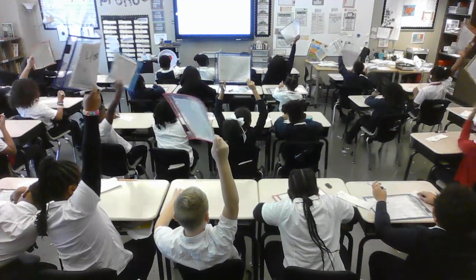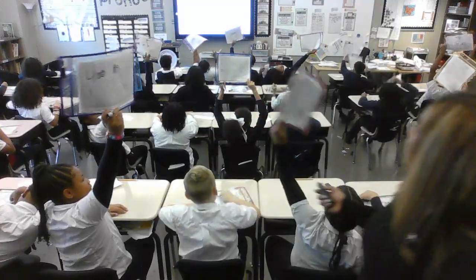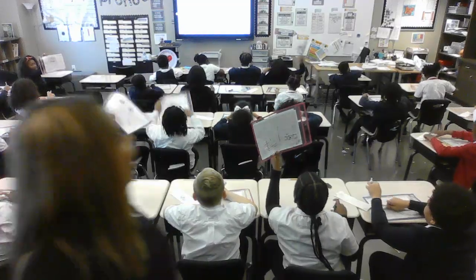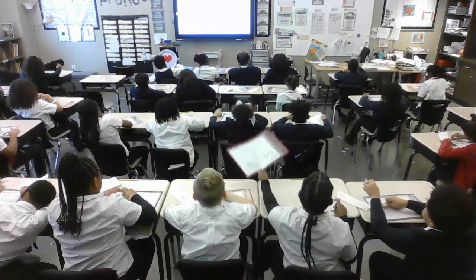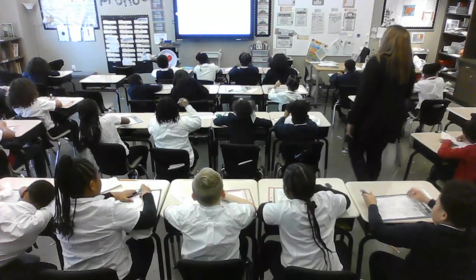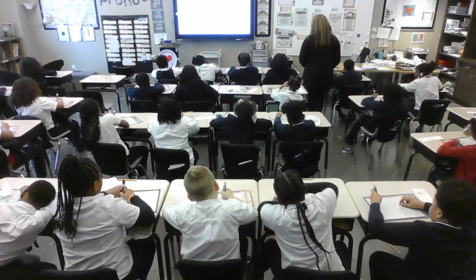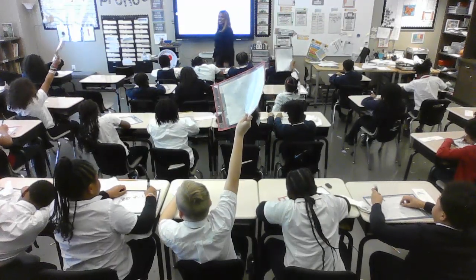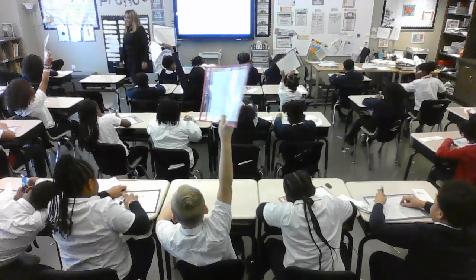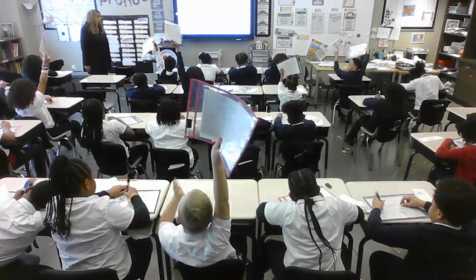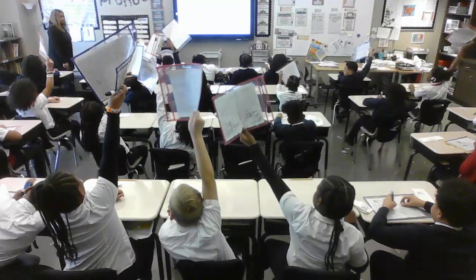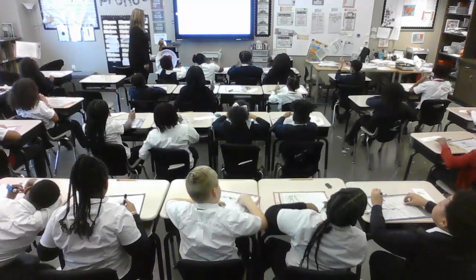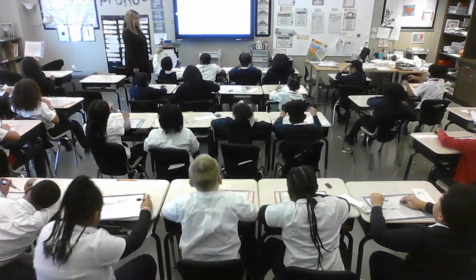5, 4, 3, 2, 1. Go. 400 plus 80. Y'all are working hard. This is the last one. Show me what you got. 836. 10, 9, 8, 7, 6, 5, 4, 3, 2, 1. Go. 800 plus 30 plus 6.